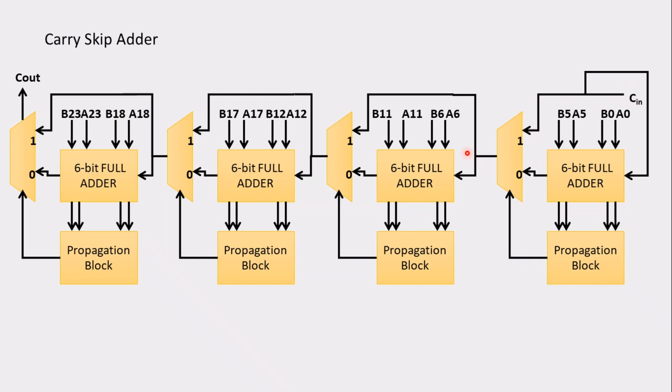If suppose this propagation block is 1, at that time there is no need to wait, since the carry is not at all generated, the carry is being totally propagated. So the adder in the second stage should not wait for the first stage to complete. Based on the propagation block, I can make both adders compute parallelly.